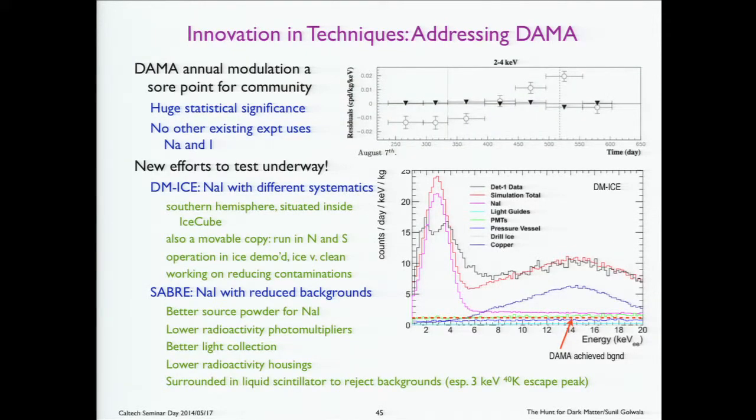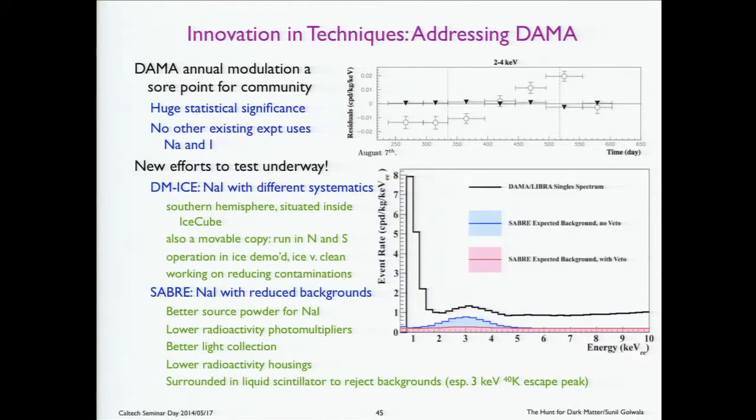Let's try to get better, lower radioactivity sodium iodide so that we can be more sensitive to this kind of signal. And they've done a very good job. This is the background spectrum that the annual modulation experiment sees, and this is what the new experiment expects. So a factor of a few improvement, which makes them more sensitive to this type of annual modulation effect. Hopefully we'll get to see in the next few years whether this result can be tested.